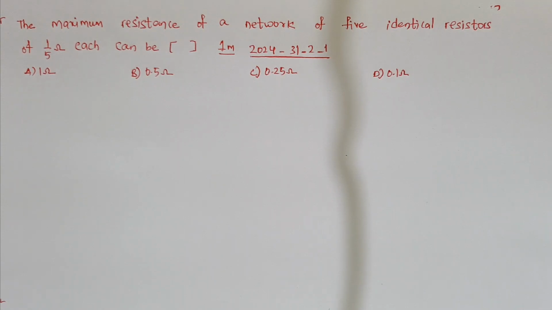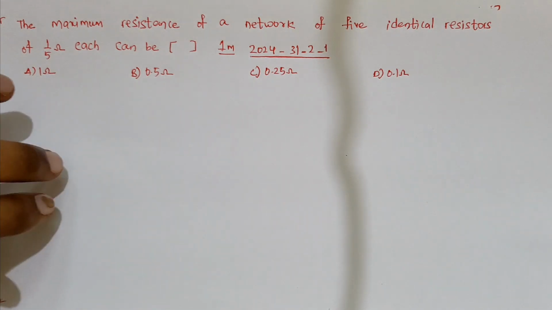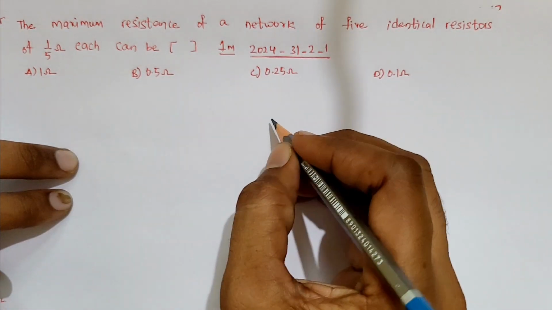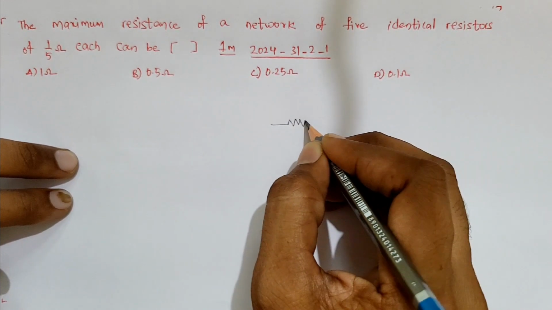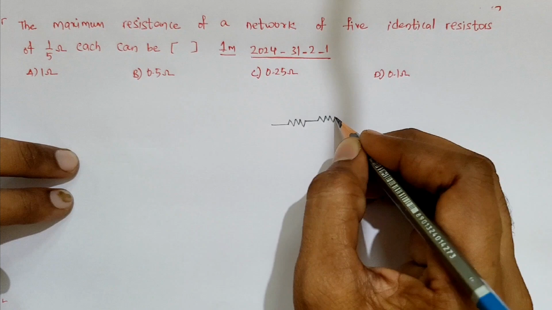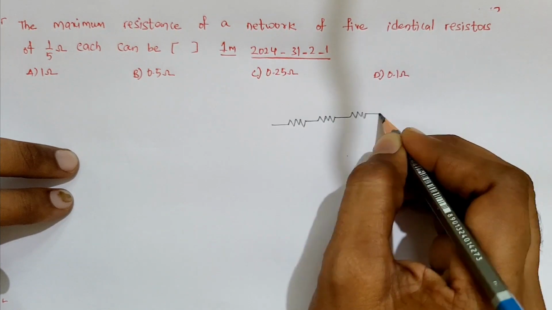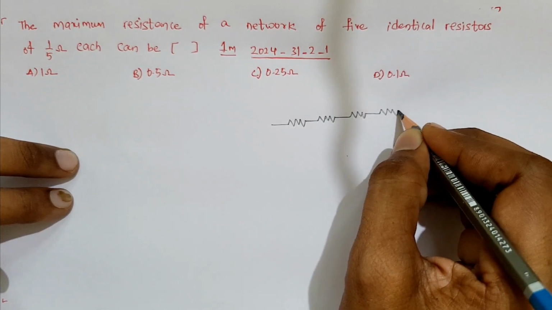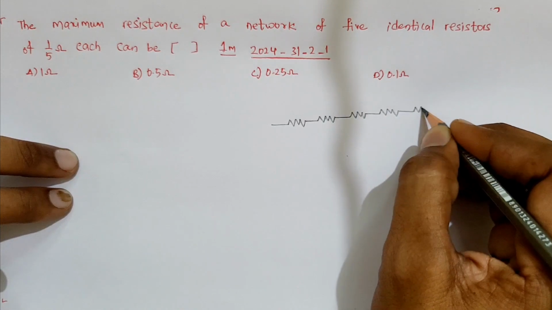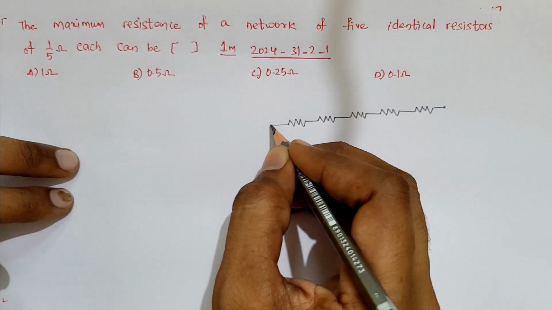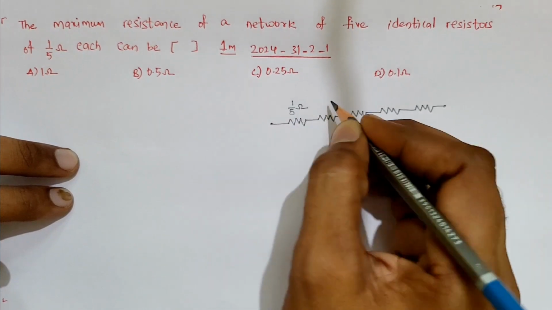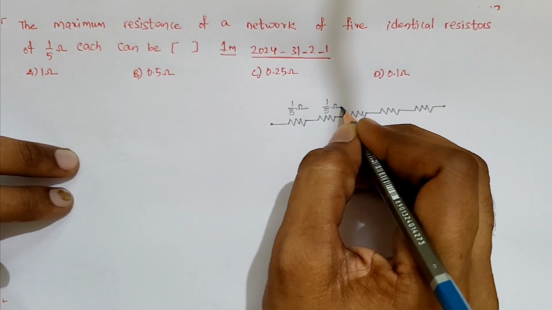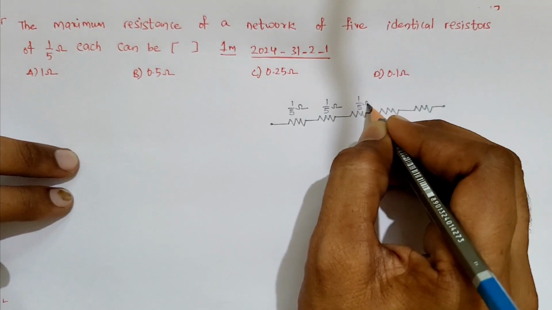So we know that if we want the maximum resistance, we need to connect the resistances in series. So connect 5 resistances in series. 1, 2, 3, 4, 5. There are 5 resistances connected in series and each resistance value is 1/5 ohm.